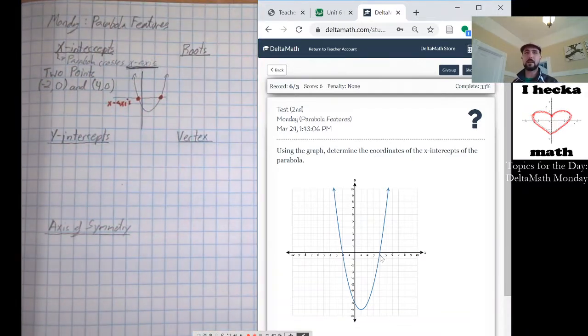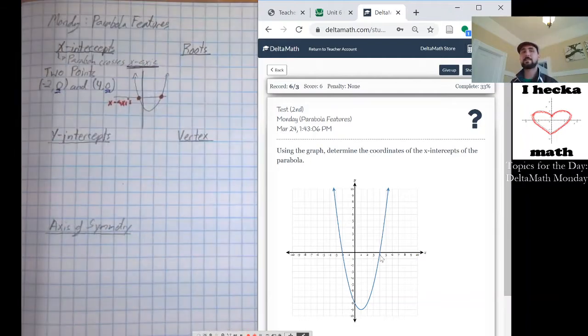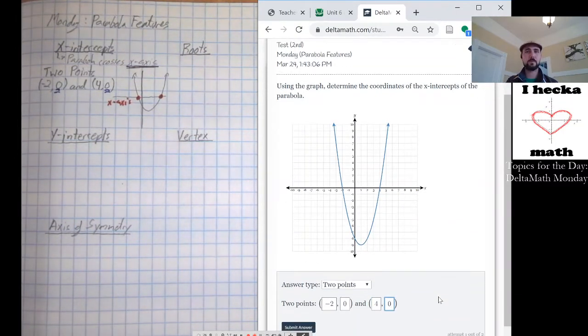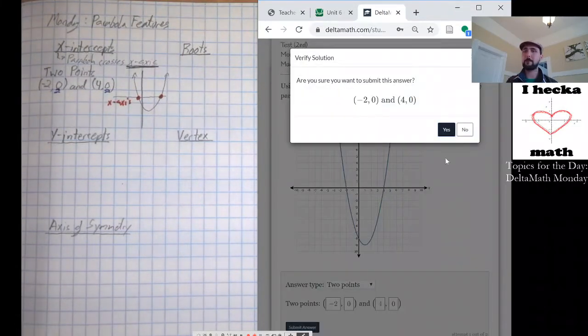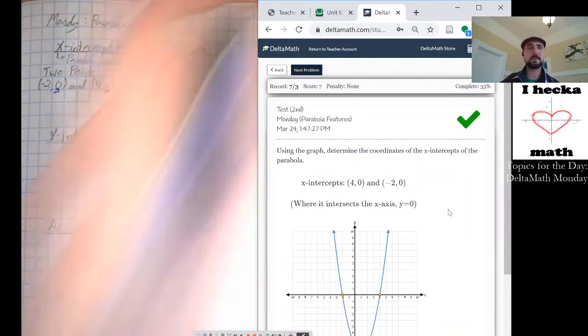And this is important enough that I'm going to underline it. When we talk about x-intercepts, the y value has to be right there, right on that 0. Okay, so answer type, 2 points. And the points are -2, 0, and 4, oops, not 40, 4, 0. All right, let's check it out. Submit. And a green check mark. Feels good. So that's x-intercepts taken care of.